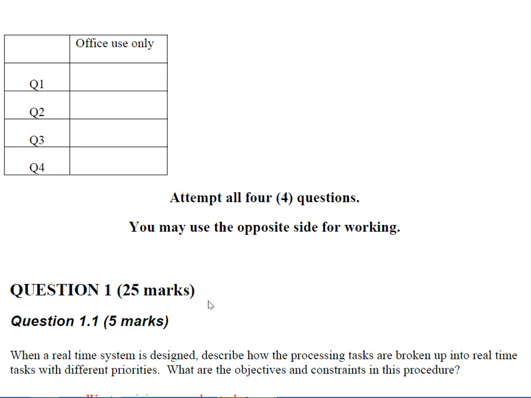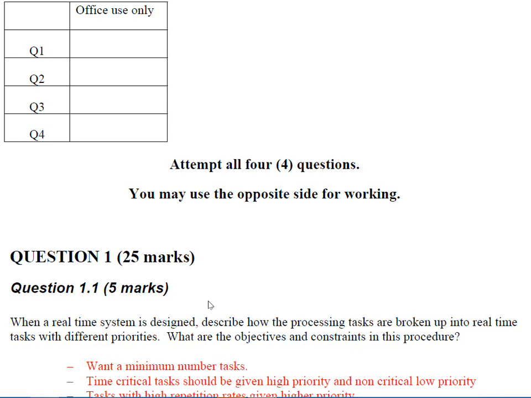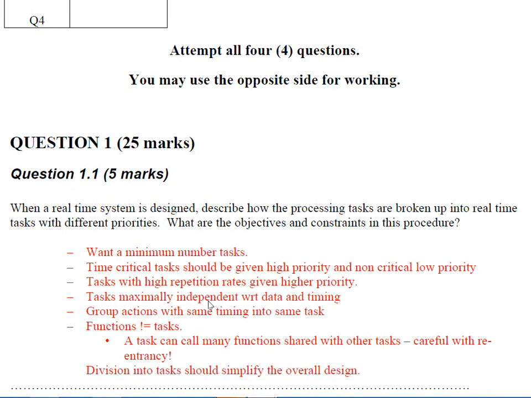Yeah, so the main objective is to minimise the number of tasks, because that simplifies the problem, but the tasks should have similar timing. So here's the list that I came up with. You might think of other things. So high repetition rates you'd give higher priority, and you want to maximise the independence of your tasks with respect to data and timing. So if they're different timings, then you would, of course, separate them.